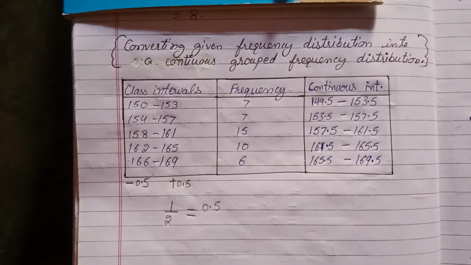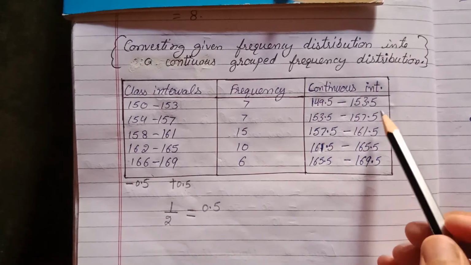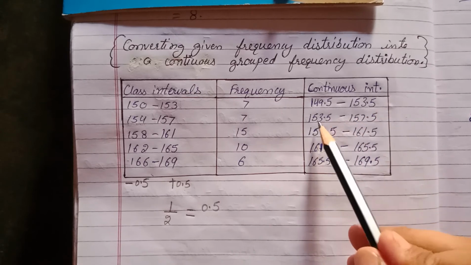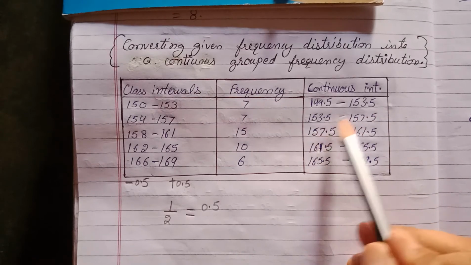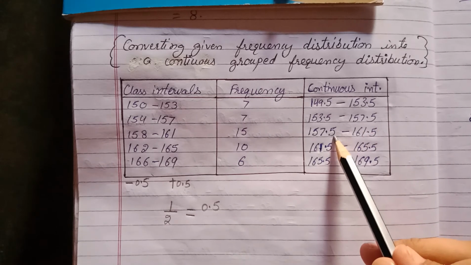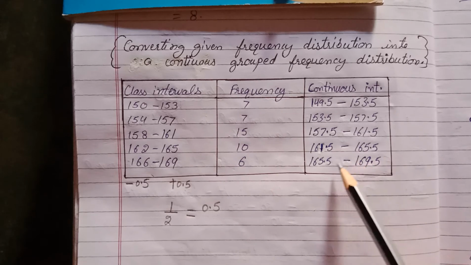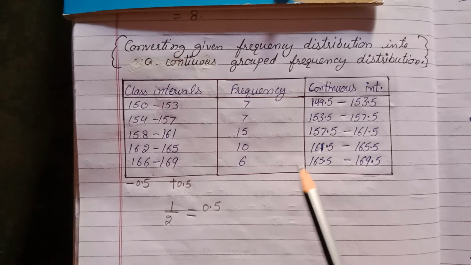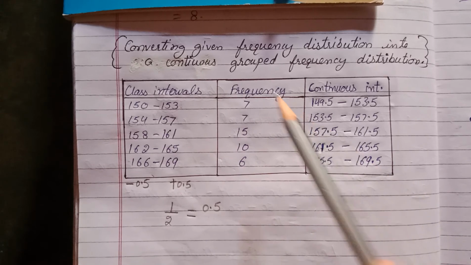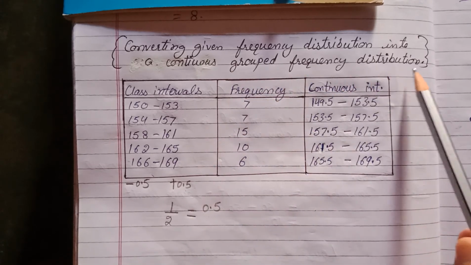Now in this data, you can easily see that in the first interval the upper limit is 153.5, and in the second interval the lower limit is the same. Then in the second interval the upper limit is 157.5, and in the next interval the lower limit is the same. Similarly, you can check the others also. So now our frequency distribution is converted into a continuous grouped frequency distribution.